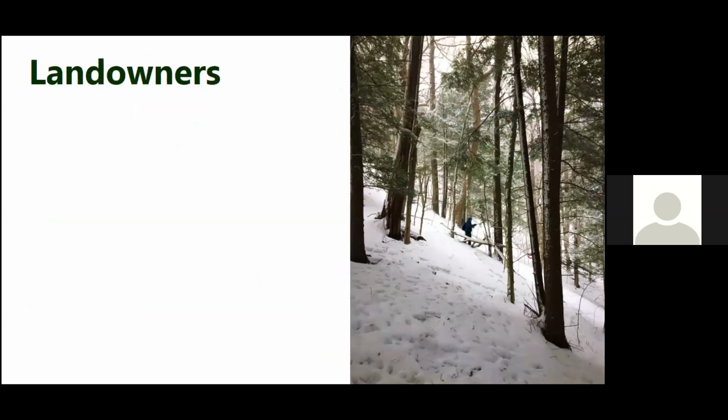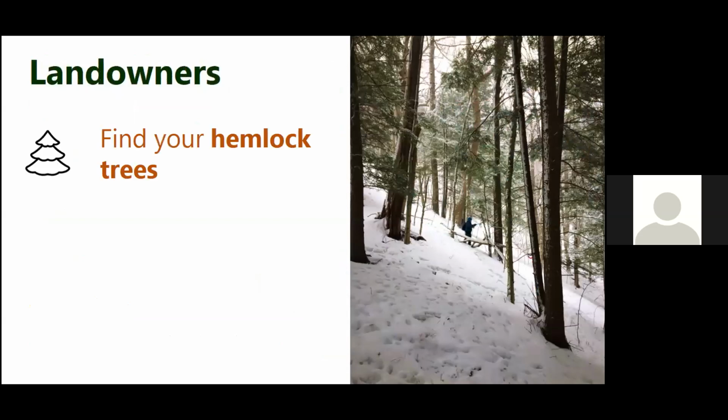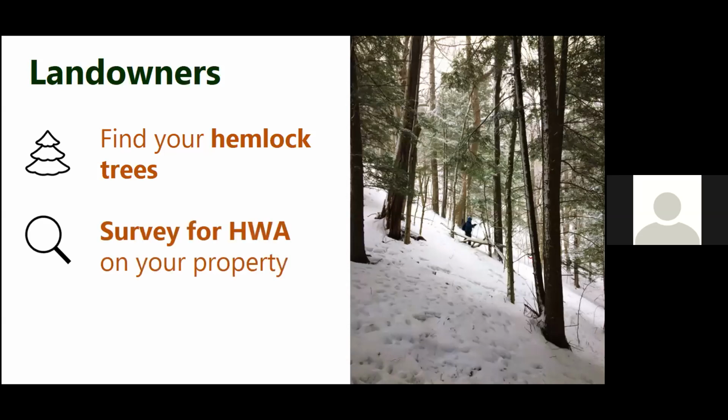Moving on, landowners, as I mentioned, play a really, really outsized role in forest stewardship. So if you're a landowner and you're worried about HWA, what you can do to help is first find your hemlock trees. Know where you have hemlocks on your property and how much of your property is hemlock. That can be a really critical step, especially if you find hemlock woolly adelgid infestations. You'll be able to know exactly where the at-risk areas on your property are. And that will help you prioritize management down the road if you find yourself with HWA.